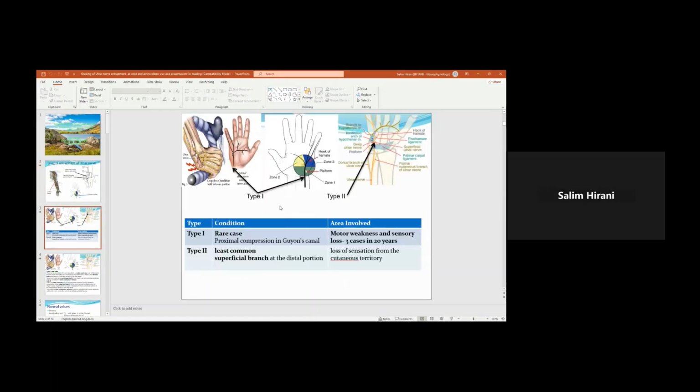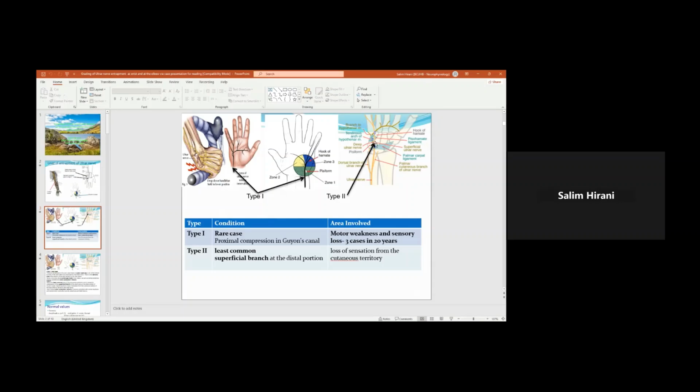As I mentioned, there are two types of entrapment, at the wrist and below the wrist. Type 1 is called proximal compression of Guyon's canal, which is a very rare case where compression affects not only the sensory but also the motor part. Just imagine, in the last 20 years I saw only three cases with sensory involvement and motor weakness as well.